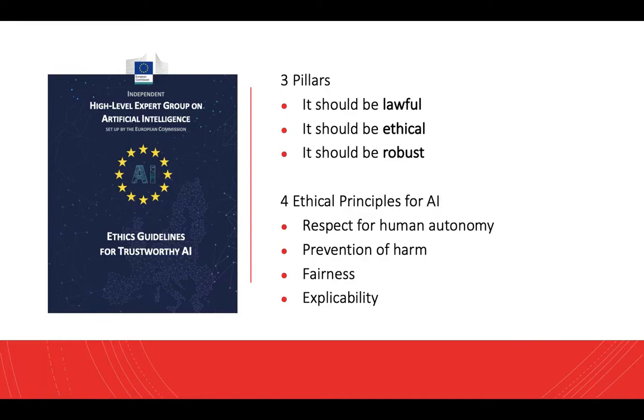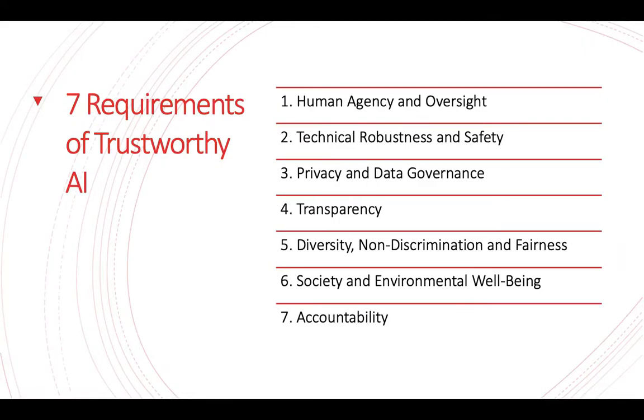Now, from the 3 pillars, for pillars 2 and 3, the group developed 7 requirements for trustworthy AI that should guide the development, deployment and use of AI in Europe. These are the 7 requirements. The 7 requirements include human agency and oversight, technical robustness and safety, privacy and data governance, transparency, diversity, non-discrimination and fairness, society and environmental well-being, and lastly, accountability.